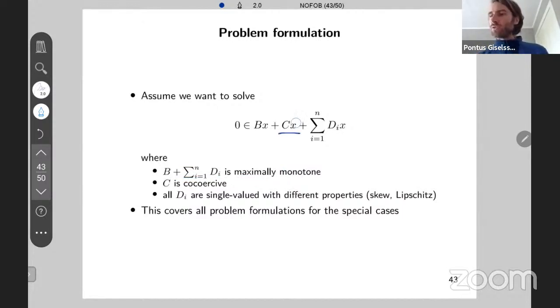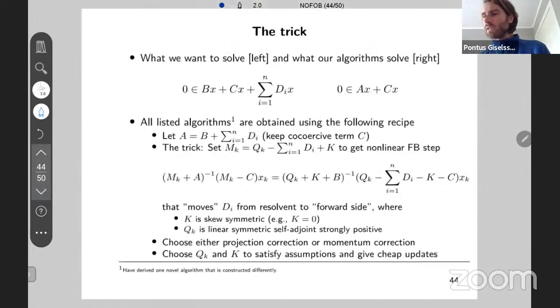And then we have C to be cocoercive. And then all these Di are single valued, and they can have different properties. Two examples we have seen are skew or Lipschitz. And the special cases we have seen are all on this format, with some of the operators being zero. So this is the problem formulation.